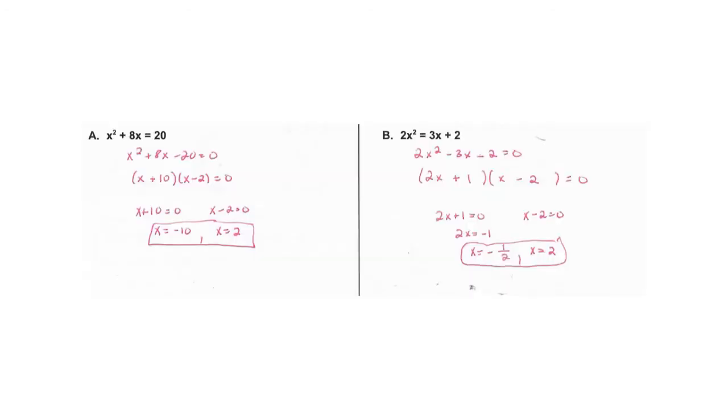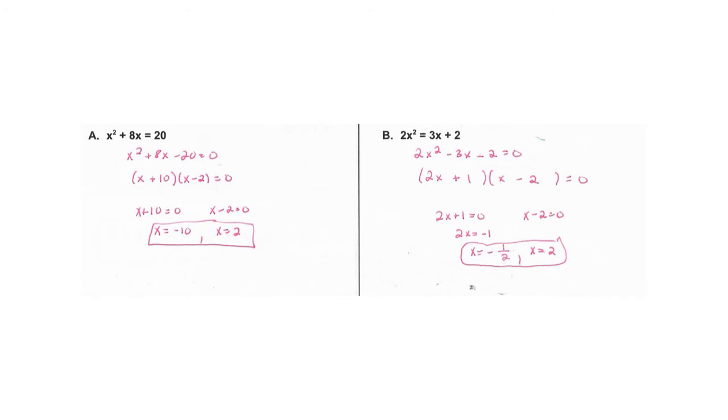All right, so here are the solutions. Get them in standard form. So for A, we had to move the 20 over, so we get negative 20. The factors of negative 20 that add up to positive 8 would be 10 and negative 2. So that's our m and n, and then we set them equal to 0, and we get a solution of x equals negative 10 and x equals 2.